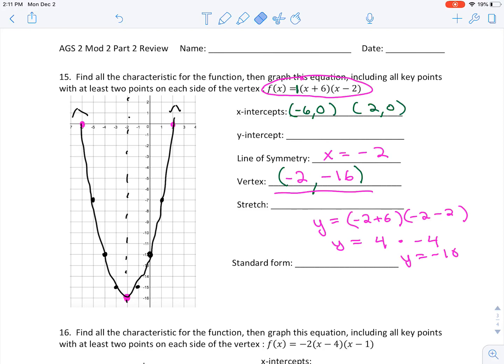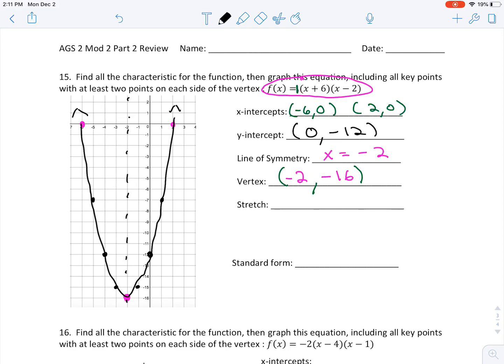And there it is. And I think that gives me all the rest of the stuff I need to solve the problem. So let's see, I have my y-intercept. It looks like I'm going 0 over and 12 down. And my stretch is 1.